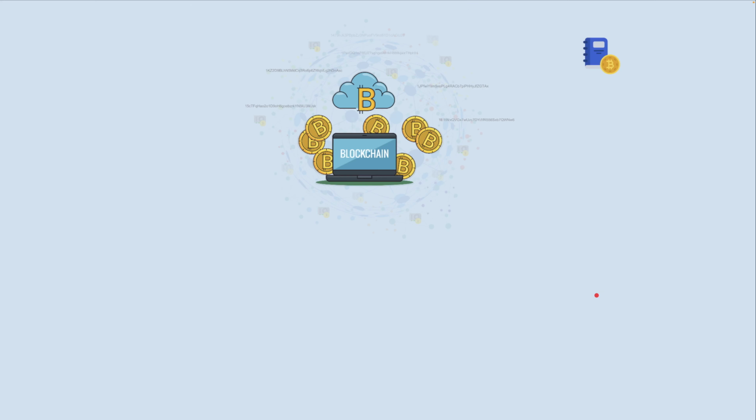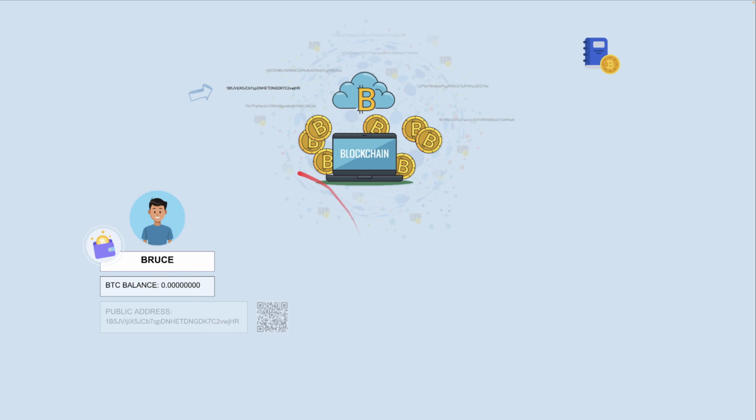Okay, so here's the blockchain, and we're going to create a scenario. Here we've got Bruce. Bruce set up a Bitcoin wallet, and we're going to add some Bitcoin here. This is his address. It ends in HR. Okay, so that's Bruce, and he's been doing crypto for about a year, let's say.